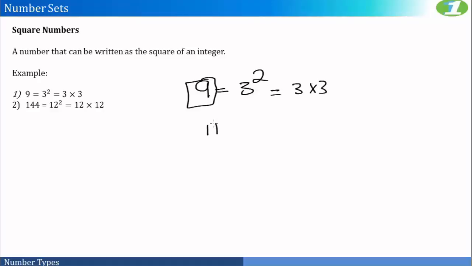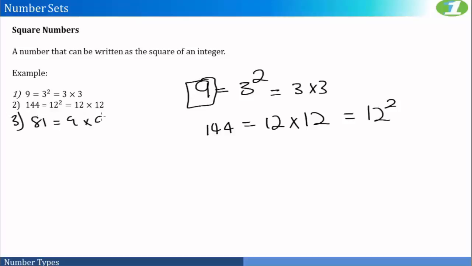So it's 144, which is 12 times 12, which is 12 squared. And we can define many more square numbers. We could have had 81, which is 9 times 9. We could have had 400, which is 20 times 20, and so on. You get the basic idea.